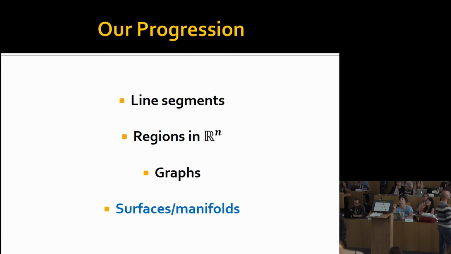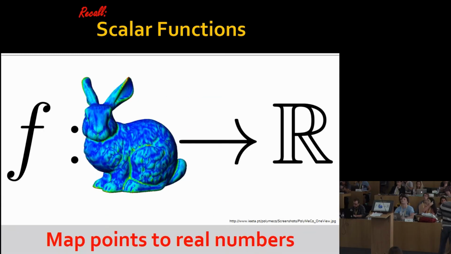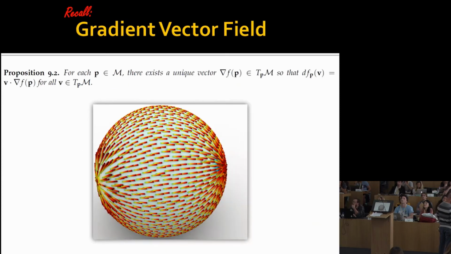Everything we've talked about so far is either a graph or something flat, right? So remember yesterday we talked about scalar functions on a manifold, like a surface, which is nothing more than an assignment of a real value to every point on our manifold. And we also defined the gradient operator yesterday. Remember, we used it to talk about manifold-valued gradient descent. So we've already defined that.